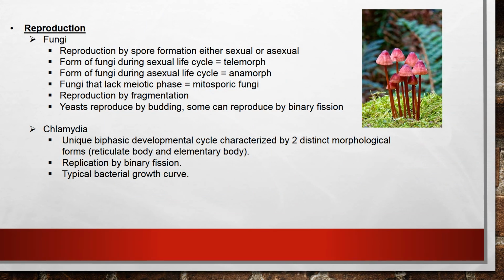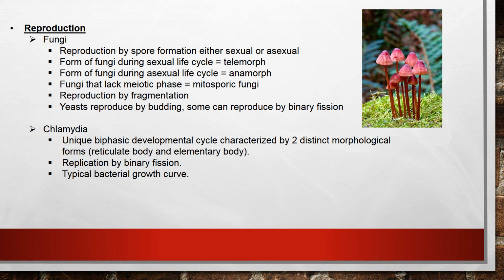Reproduction. Reproduction in fungi is done by spore formation, which can either be asexual or sexual. The fungal species during its sexually reproductive life cycle is termed its teleomorph, while the asexual form is termed its anamorph. The preferred term for fungi that lack a meiotic stage is mitosporic fungi.